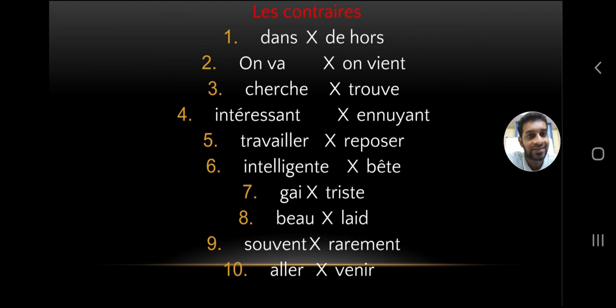So the last one, it's aller, venir. So same way like the second one. So aller, it's given in infinitive form. So we give the infinitive form of the opposite, which is venir. So to go, to come.